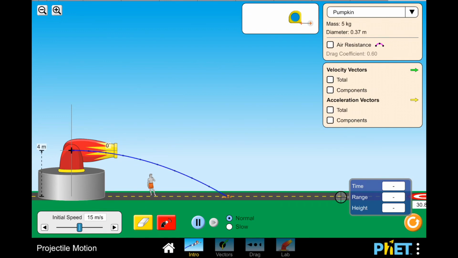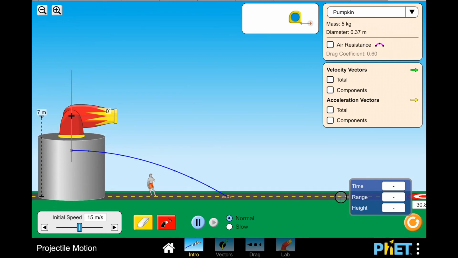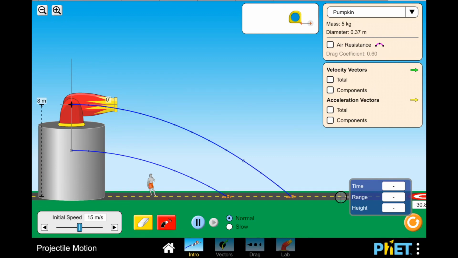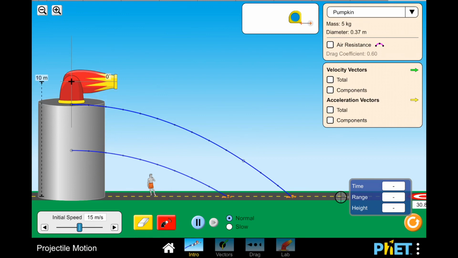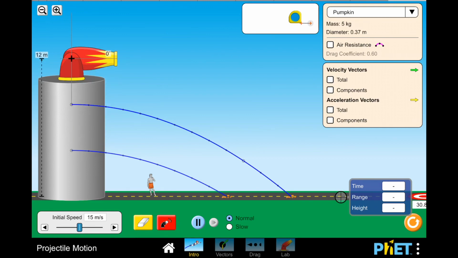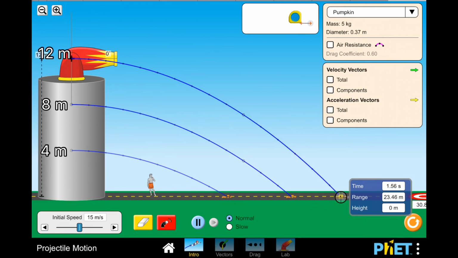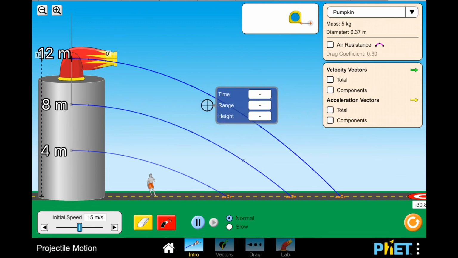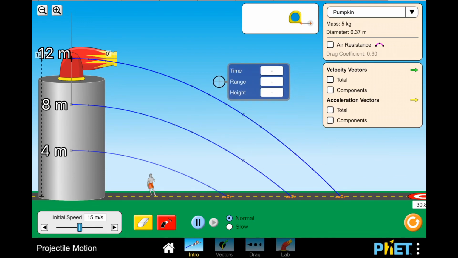Now let's increase the initial height to 8 meters and let us observe what happens to the trajectory of the projectile. And then finally, let us set the initial height of release to 12 meters. Now let us utilize this built-in tool to determine the time it takes for the projectile to reach the ground, as well as its horizontal distance or range.